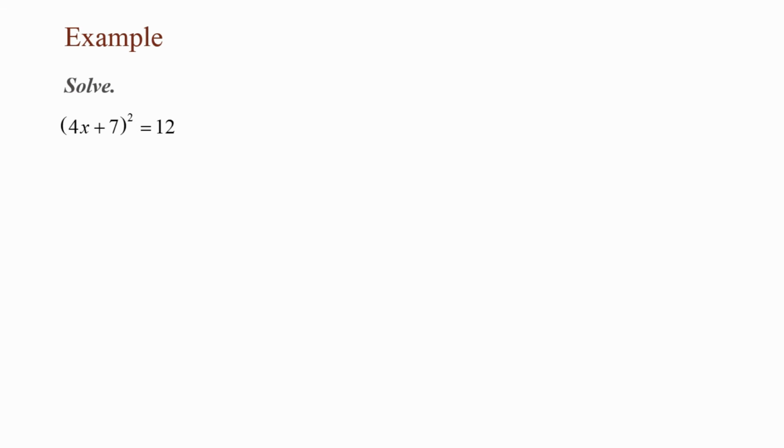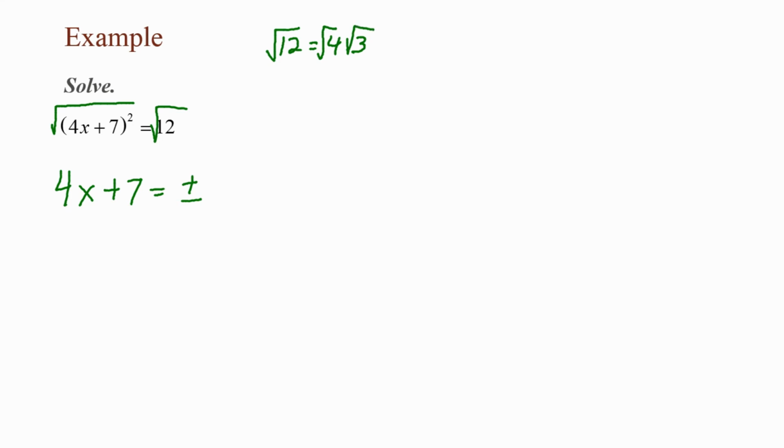In this example, we want to solve (4x + 7) squared equals 12. Make sure your square is isolated. Since it is, we can go ahead and take our square root. That leaves us with 4x plus 7 equal to plus or minus the square root of 12. 12 is 4 times 3, so the square root of 12 is the square root of 4 times the square root of 3, which means I have 2 square root of 3.